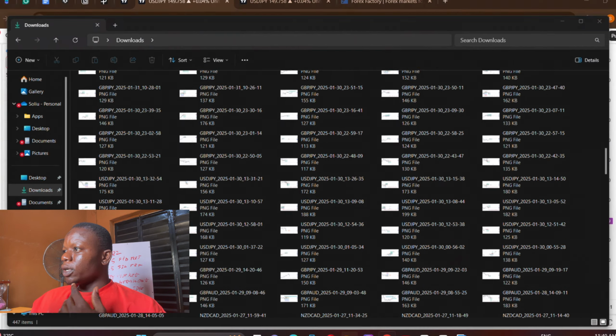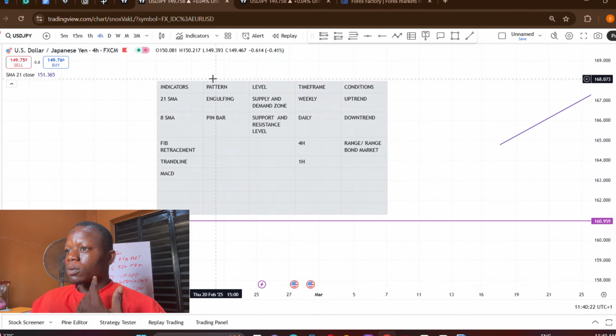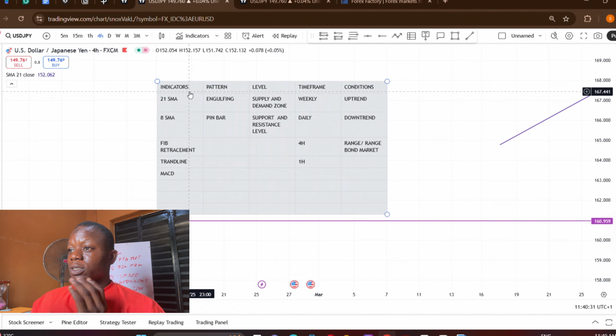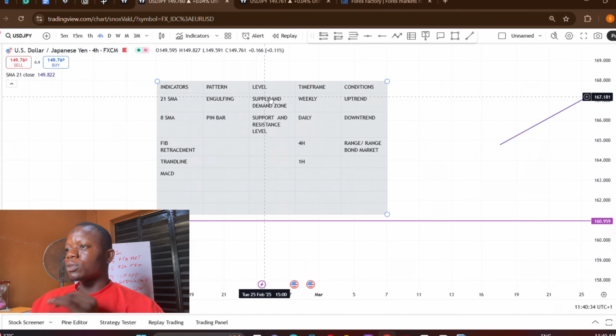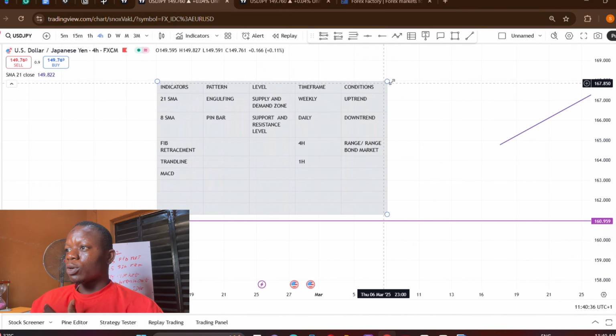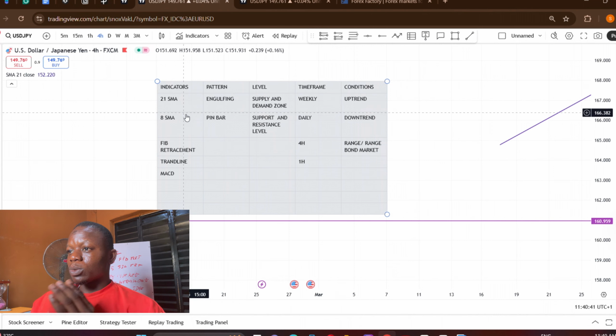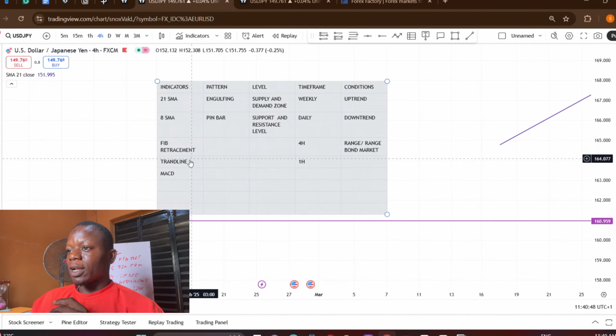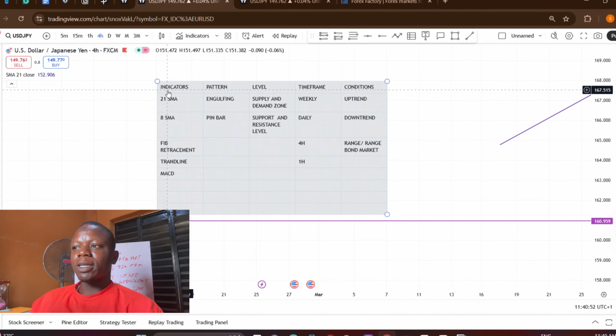The things I used while I was doing my backtesting were the indicators, the patterns, the levels, the time frame, and the conditions of the market. So I used the 21 moving average and also the 8 simple moving average, Fibonacci retracement, trend lines. This is 1, 2, 3, 4. I use them on trending markets.